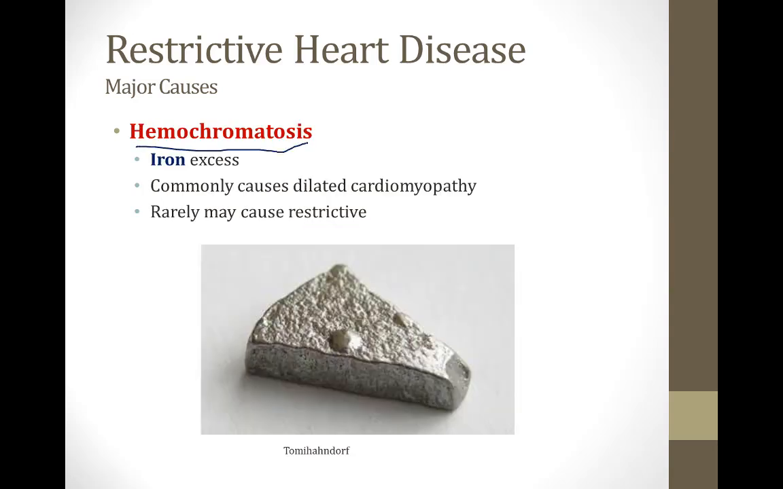I talk about hemochromatosis in the GI section. It's a disorder caused by iron excess, and the iron can deposit in the heart. Now, usually this causes the left ventricular ejection fraction to fall, and the patient will develop a dilated cardiomyopathy. However, in some rare cases, it can cause a restrictive cardiomyopathy because of the iron deposition in the myocardium.